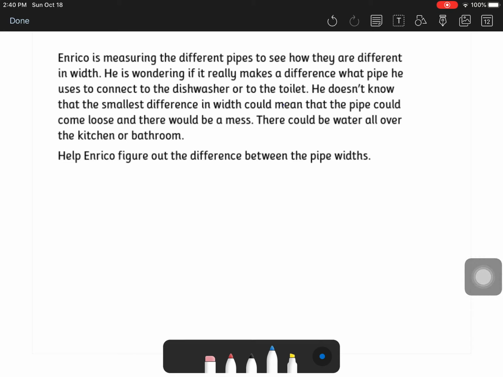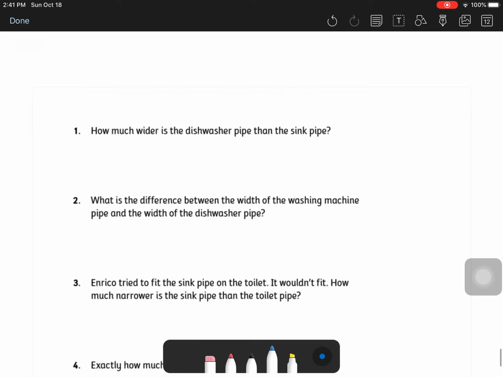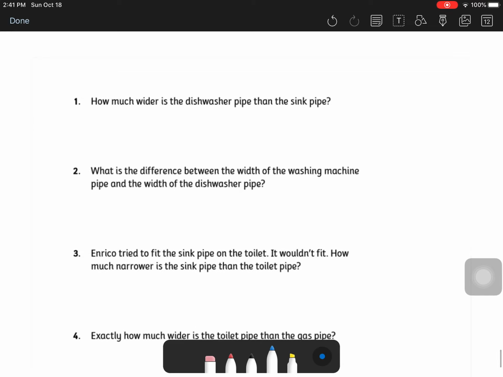Okay. So Enrico's measuring the different pipes to see how they're different in width. He's wondering if it really makes a difference what pipe to use to connect the dishwasher or the toilet. He doesn't know that the smallest difference in width could mean that the pipe could come loose and make a mess. There could be water all over. Help Enrico figure out the difference between the pipe widths. Okay, so we're looking for some differences here, and we're going to ask specifically which ones.